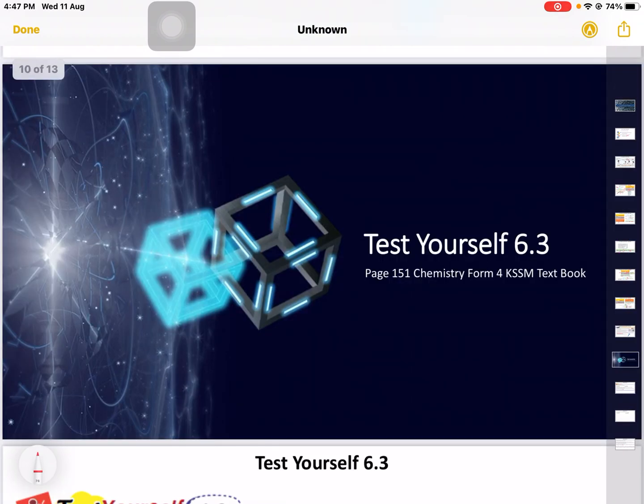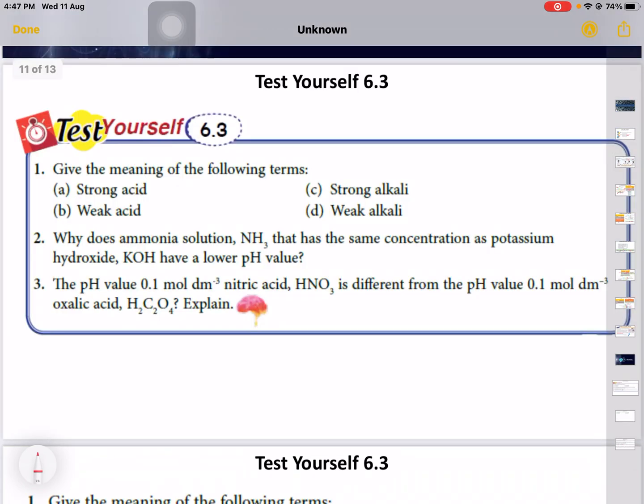Okay, so you should also be able to do Test Yourself 6.3. What is the question? Firstly, you should know the meaning of the following: strong acid, weak acid, strong alkali, and weak alkali. And also, you have to know why ammonia, which is a weak alkali, with the same concentration as potassium hydroxide, which is a strong alkali, has a lower pH value. And what is the relationship between the pH value and the concentration of OH minus ion?